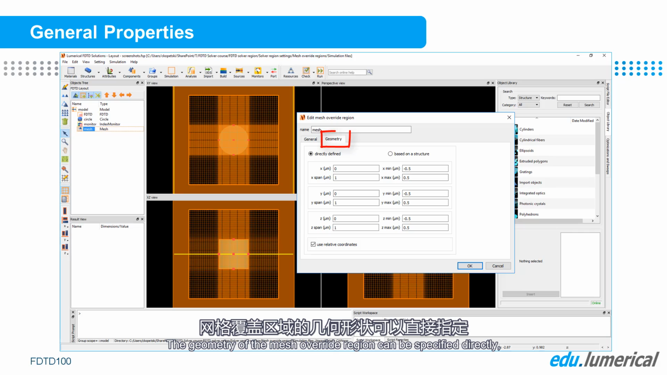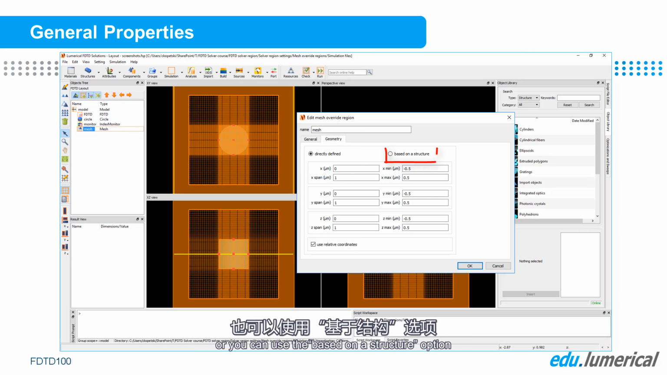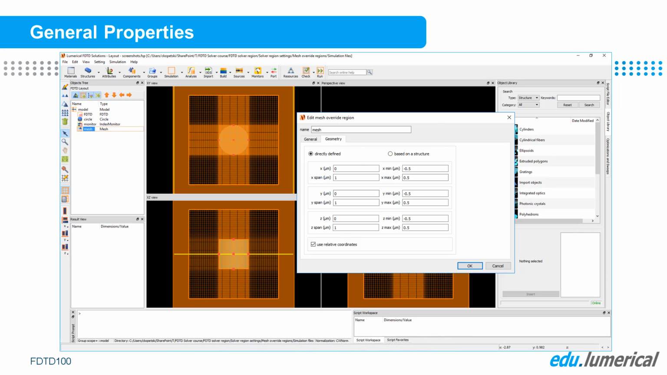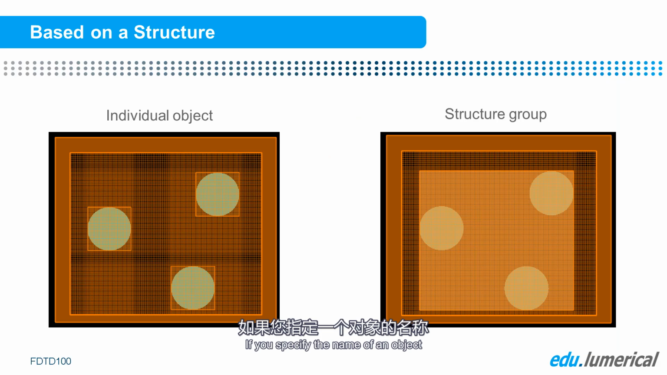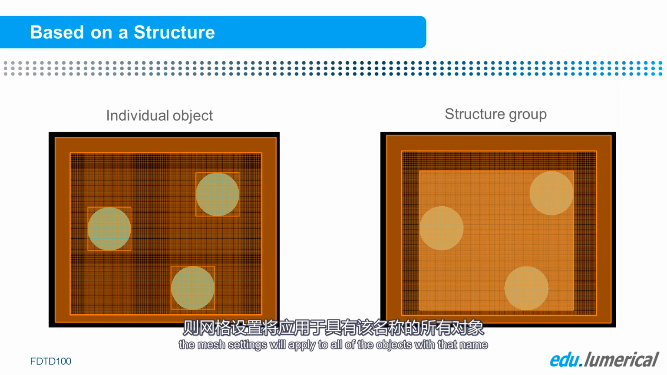The geometry of the Mesh Override region can be specified directly, or you can use the Based on a Structure option to specify the name of an object or structure group that you want the Mesh Override settings to apply to. If you specify the name of an object and there are multiple objects with the same name, the mesh settings will apply to all of the objects with that name.